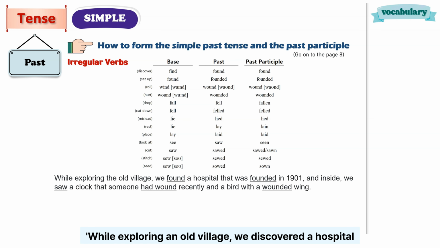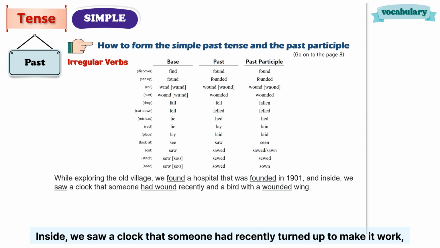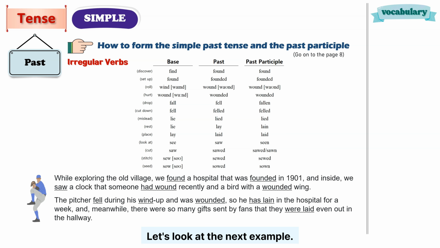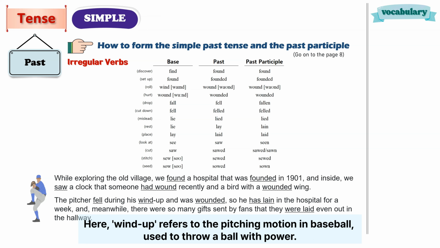While exploring an old village, we discovered a hospital, and the hospital was set up in 1901. Inside, we saw a clock that someone had recently turned up to make it work, and there was also a bird with an injured wing. Let's look at the next example. The pitcher fell while winding up and got wounded, so he was in the hospital bed for a week. During that time, there were many gifts from fans, and those gifts were placed even beyond the hallway. Here, wind up refers to the pitching motion in baseball used to throw a ball with power.